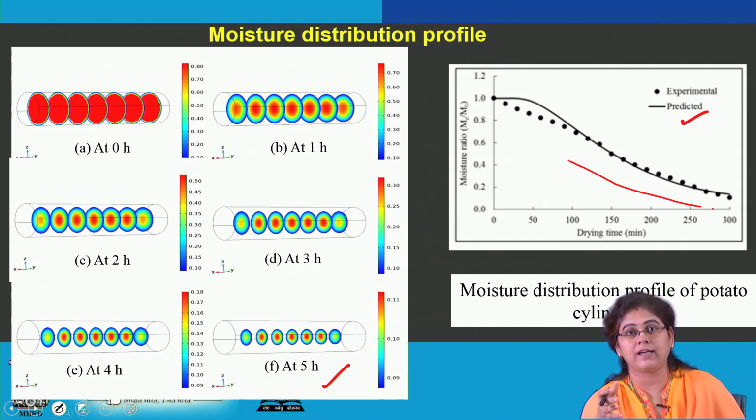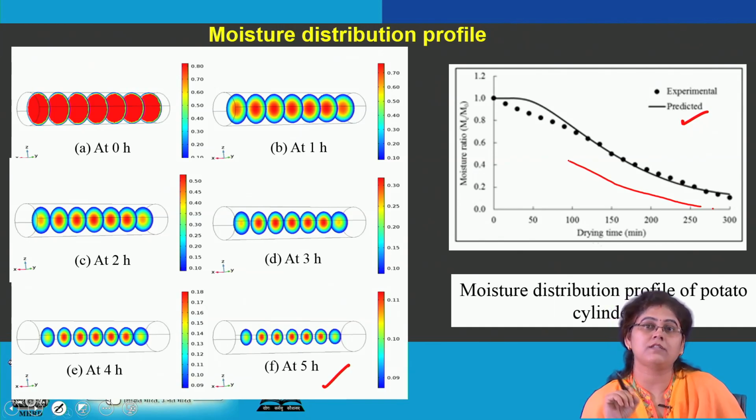That gives us an idea about the intrinsic property changes of the food matrix, the internal moisture migration mechanism and heat penetration mechanism during the drying of food products, which cannot be visualized through the experimental analysis.